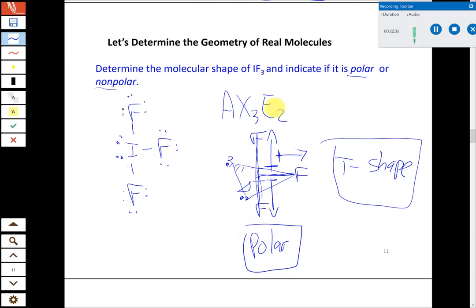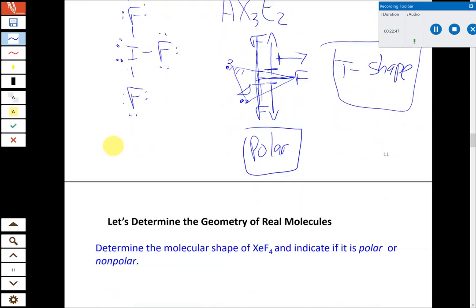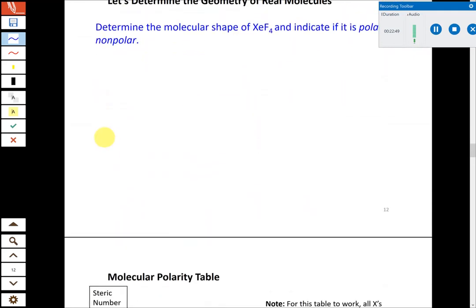Now, any AX3E2 molecule would be polar. That's certainly true for any molecule that has that shape. But once we know the 3-dimensional shape of the molecule, we can use that to help make that prediction. All right, and then finally, last one.